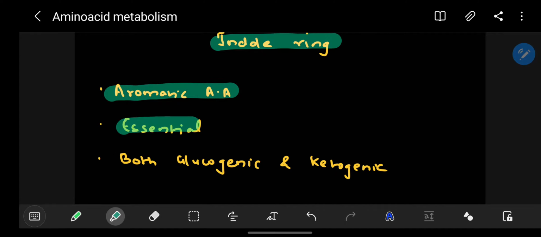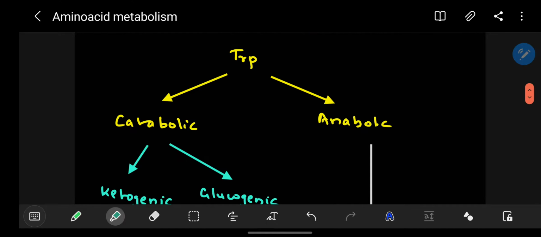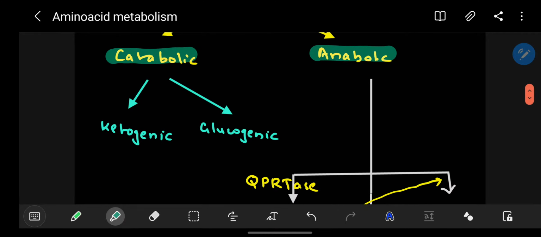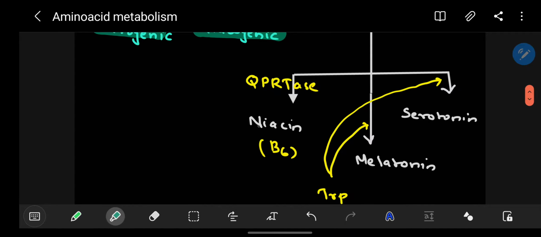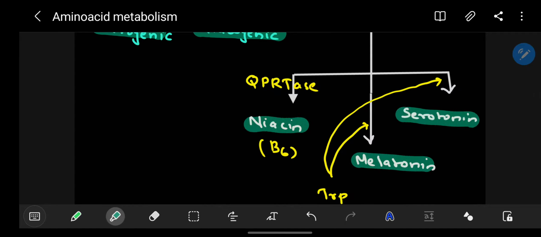It is an essential amino acid because its synthesis requires more than 7 steps. So it is an essential amino acid. It is both glucogenic and ketogenic. This tryptophan has both a catabolic and an anabolic phase. In the catabolic phase it will be ketogenic as well as glucogenic. Okay. In the anabolic phase it will be converted into niacin or melatonin and serotonin.